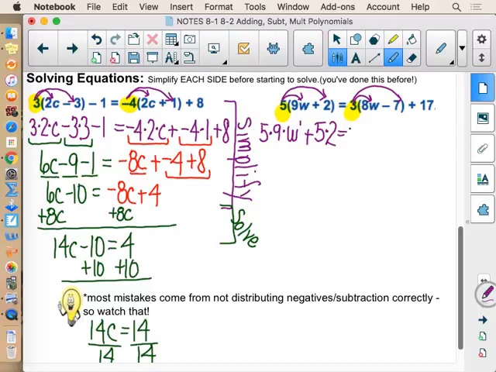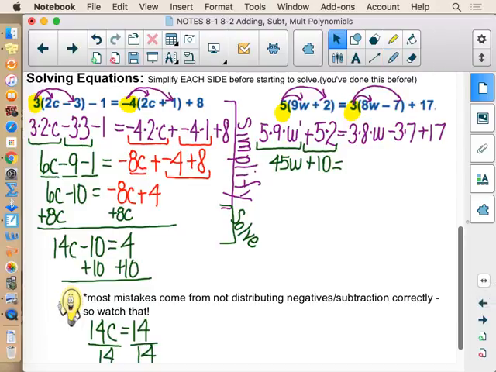On this side, I have 3 times 8 times W, minus 3 times 7, plus 17. I am still in simplify mode, so I want to go term by term and see what I can make of these terms. So 5 times 9 is 45W, plus 10.